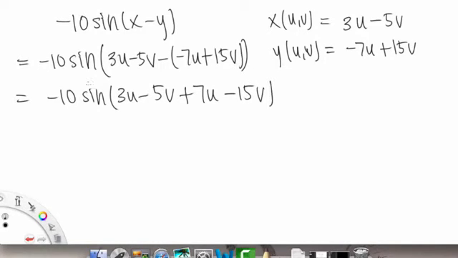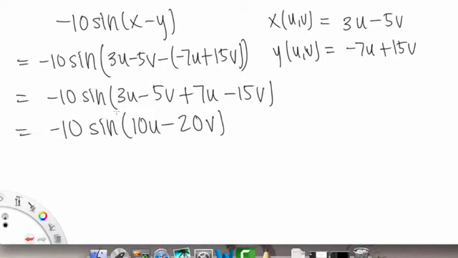So this will turn out to be a negative 10, again, sine of 3 plus 7 is a 10u, and minus a 20v, okay? So that's basically it. This is, again, our partial g, partial u, okay? So that was the first thing that we were looking for.